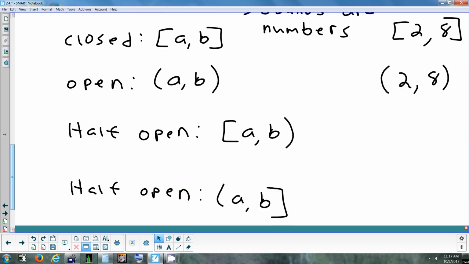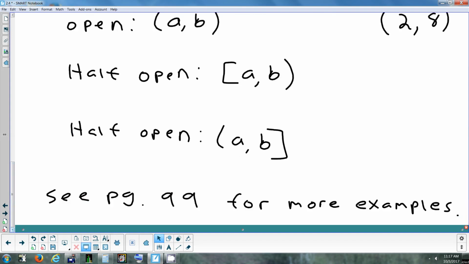Any question on the 4 types of bounded intervals? What other kind of intervals do you think we have besides bounded? Non-bounded, or unbounded. I think your book on page 99 has more pictures of these if you want to see them.